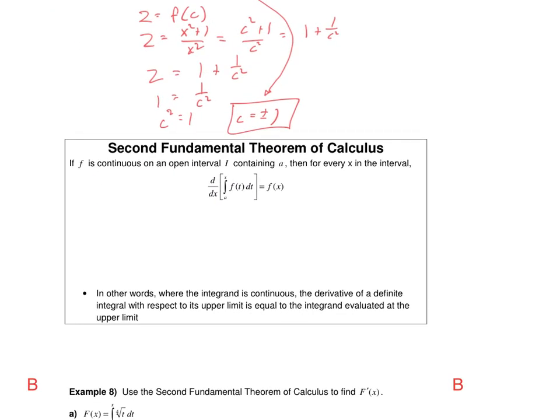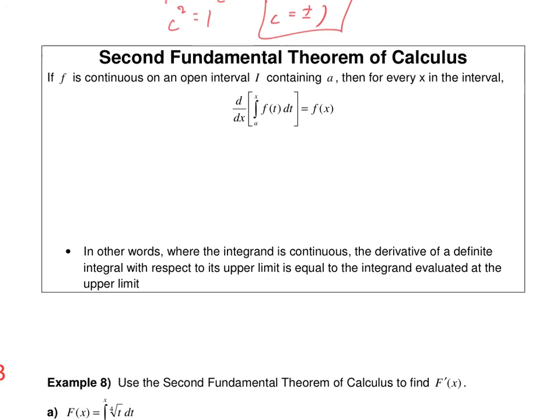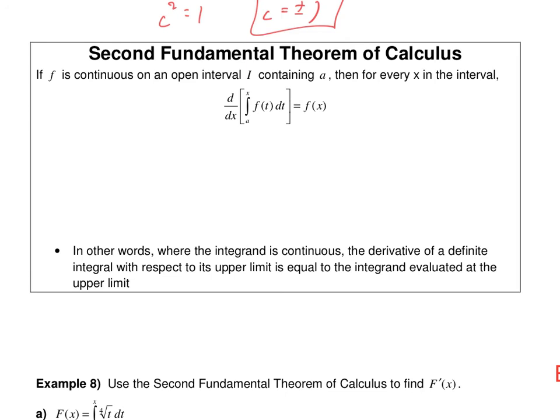Here's the next part, the second fundamental theorem of calculus. Sometimes this is called fundamental theorem of calculus part 2, depending on who's writing it down. So before we talked about if you take the antiderivative and evaluate between the upper limit and the lower limit, you subtract those to find the area under the curve. Now the second fundamental theorem of calculus deals with taking the derivative of an integral.